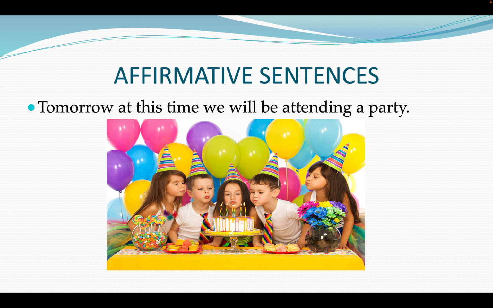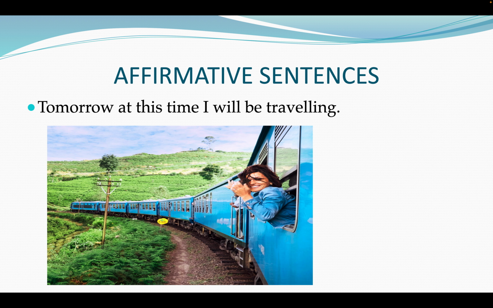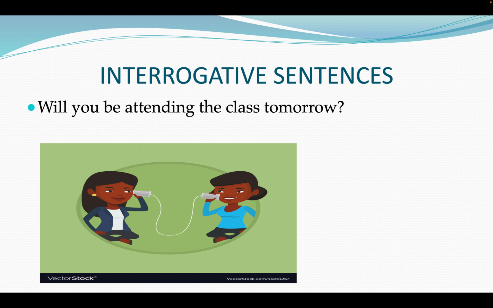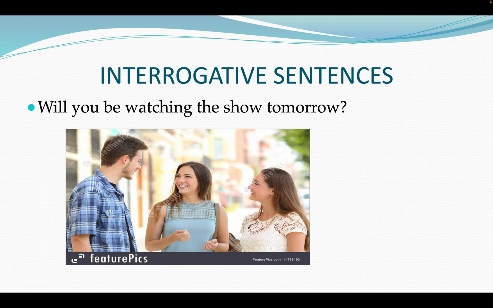So we are talking about tomorrow. And another example is, tomorrow at this time I will be traveling. So for the negative example, tomorrow I will not be working, I will be at home. And for the interrogative sentence, will you be attending the class tomorrow? And one more is, will you be watching the show tomorrow?